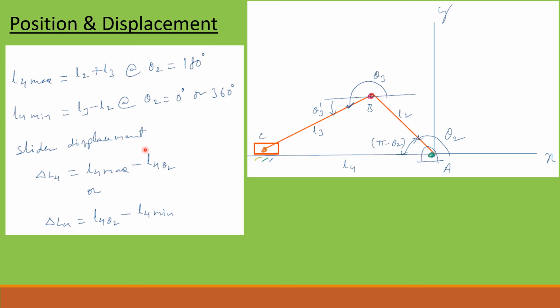Now let us define slider displacement. If you want to consider the leftmost position of the slider as 0, then we get slider displacement as L4 max minus L4 theta 2. L4 theta 2 is the position of the slider at any given angle theta 2. Or if you want to consider the rightmost position of the slider as 0, then slider displacement can be written as L4 theta 2 minus L4 minimum.